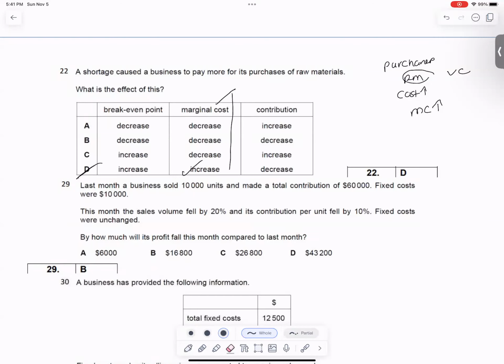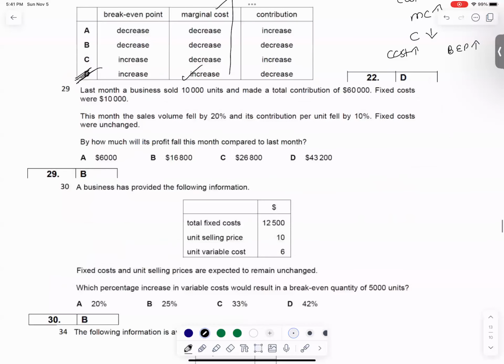Marginal cost increased, so contribution, the amount that every unit would recover, would decrease. And if cost is increasing, that means the break even point will also increase. So option D. Are you with me? Yes, miss. Go to the next one.